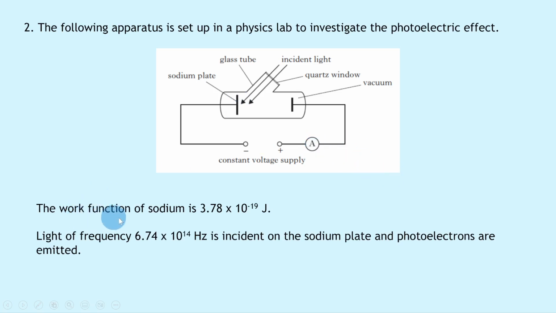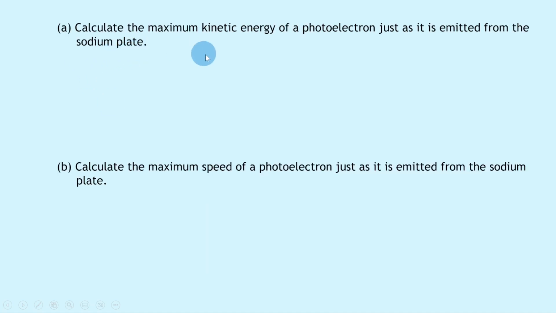It tells us that the work function of sodium is 3.78 times 10 to the minus 19 joules, and that light of frequency 6.74 times 10 to the 14 Hz is incident on the sodium plate and photoelectrons are emitted. Part A says to calculate the maximum kinetic energy of a photoelectron just as it is emitted from the sodium plate. Well, writing down what we know from the question, we're trying to find Ek.